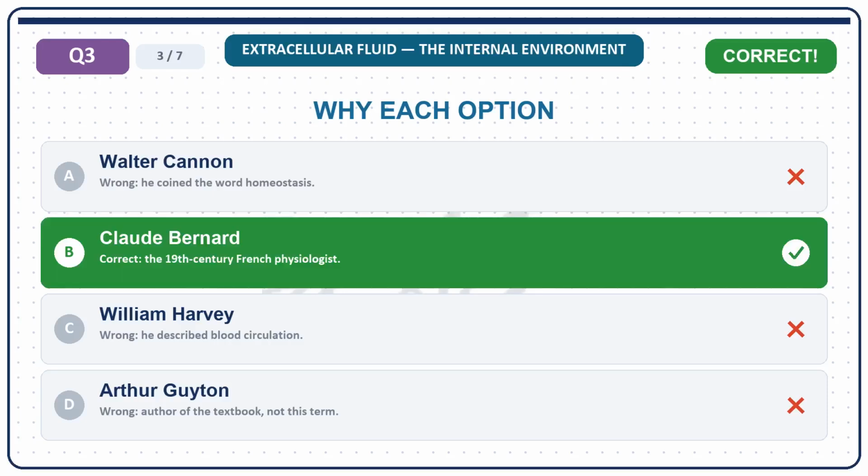And option B, Claude Bernard. This is the correct answer. The 19th century French physiologist. Let's move on to the next question.